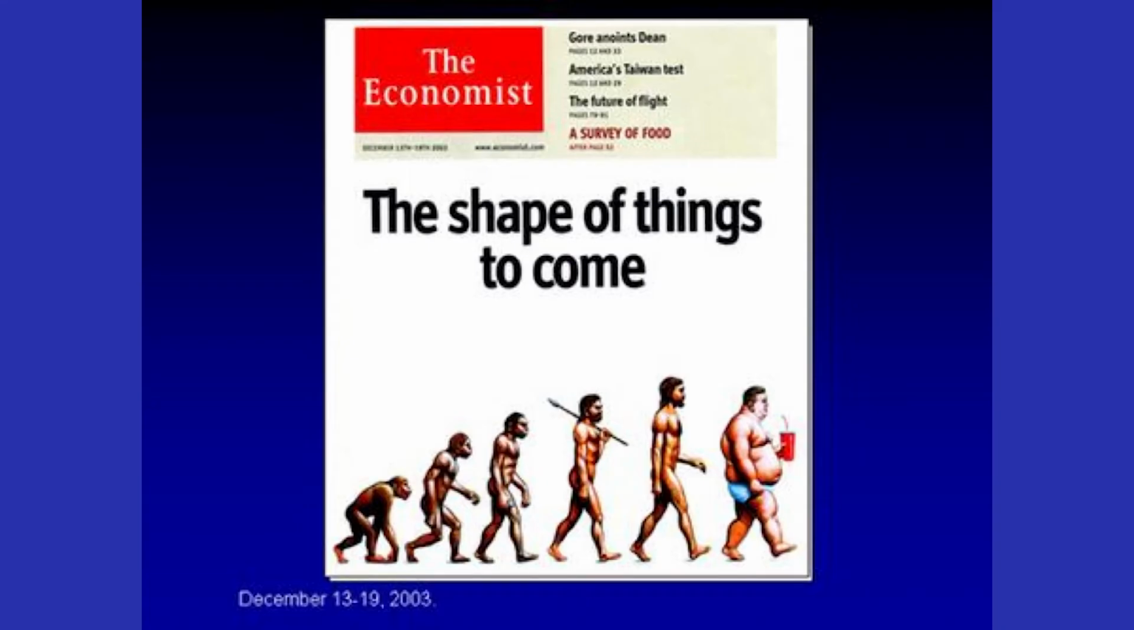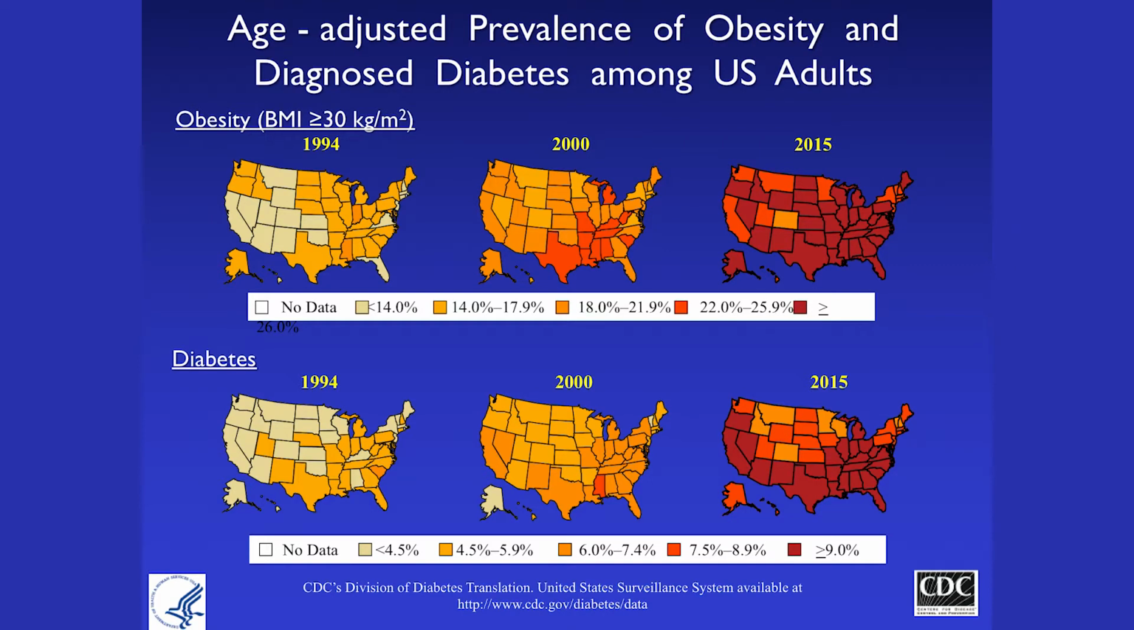But here's where we are right now. If you look at the United States, starting in 1994, going up to 2015, this is the amount of overweight, the people who have a BMI greater than 30 kilograms per meter squared. In 1994, you see this is less than 14%, and the most was around 14 to 18%. Then you see 2000, then you see 2015. In 2015, the majority of the states are 22 to 26%.